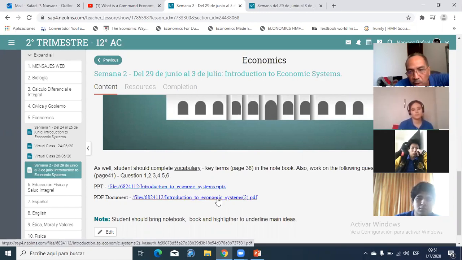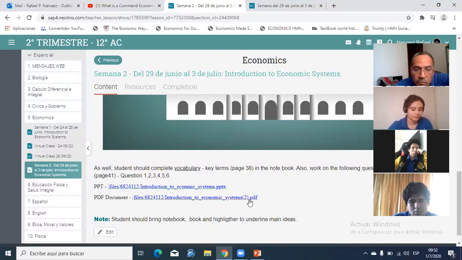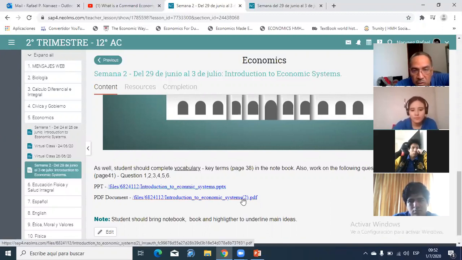Just download it and print it or keep it in a safe place, in any place here in your laptop or your computer, okay? You don't need to print it, but if I were you, I would print it. So this is the document we are using in order to talk about this section of the class.